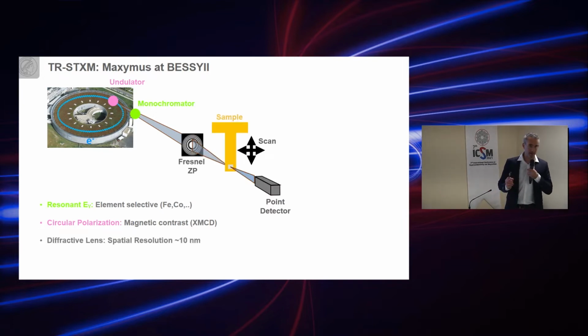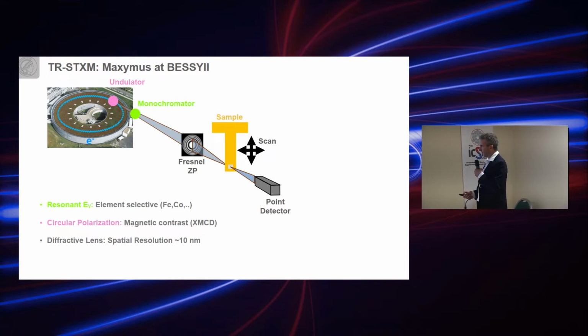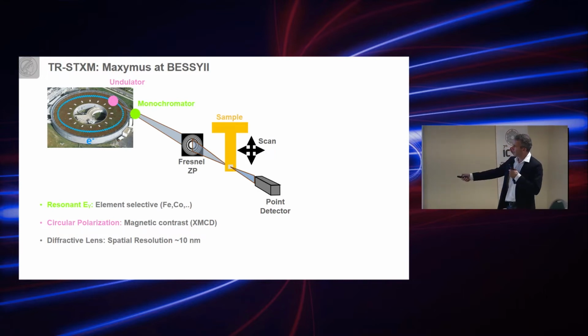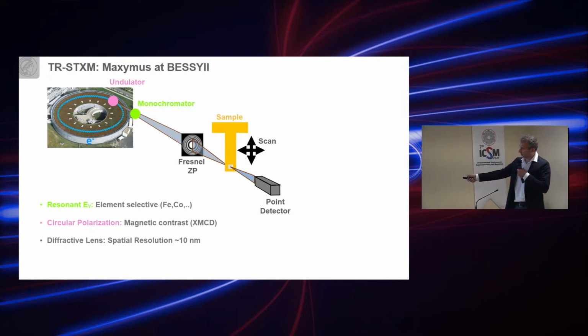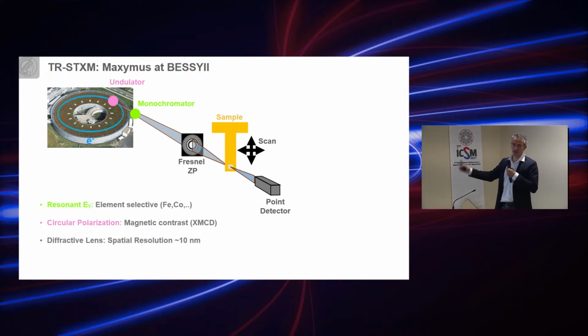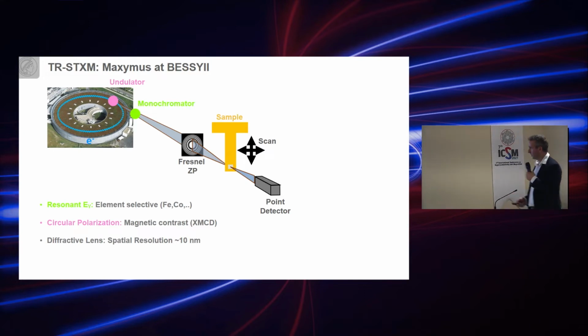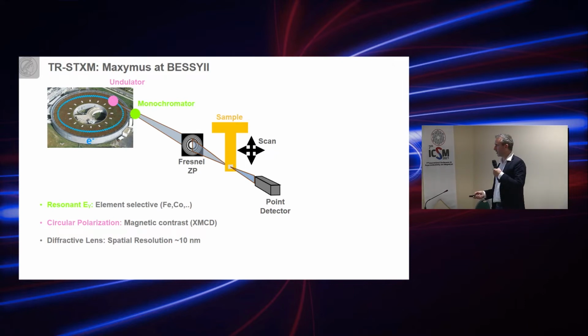Then we need spatial resolution that is realized by a diffractive Fresnel zone plate lens, as indicated here. The X-rays are focused to a single spot, and the sample is then raster scanned through this focal point, and the result in transmission is collected in a single point detector. With that, we can get to a resolution of about 10 nanometers.